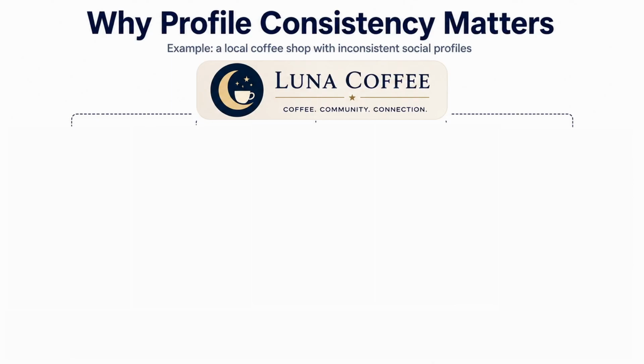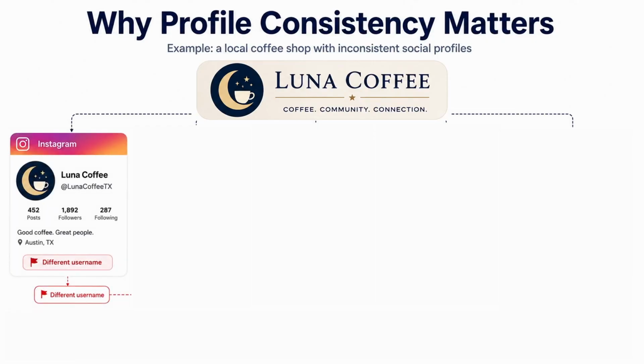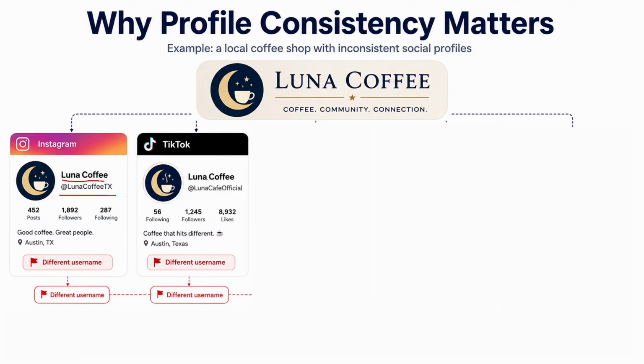Okay. Now imagine we have an Instagram profile with a handle at Luna Coffee TX, for Texas. And our name is just Luna Coffee. That's all right. But now we have a TikTok profile as well. Our name is the same, Luna Coffee. However, our handle might have been taken for whatever reason. We chose something else. Instead of coffee, spelled C-O-F-F-E-E, we spell it now the French way, C-A-F-E, and we add official. Username is already inconsistent. We're already getting into some marketing mishaps.